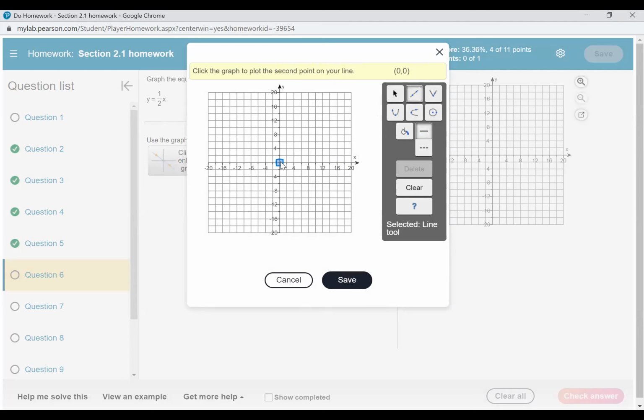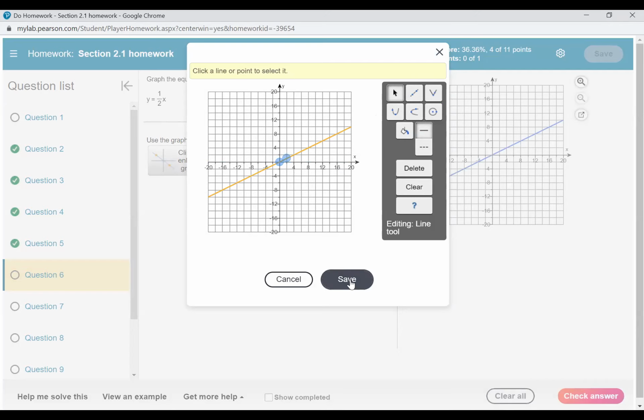Second point was 2, 1. Now notice these are going by 2s again for each line. So 2, 1 is right 2, up 1. So be careful. You don't go all the way up to the next line because those are going by 2s instead of 1s, okay? So just watch those points as you're moving your cursor around.